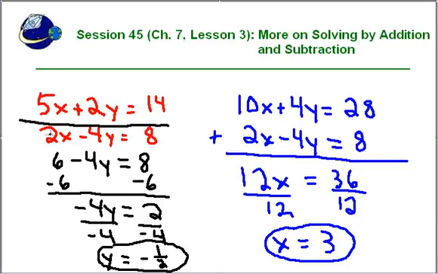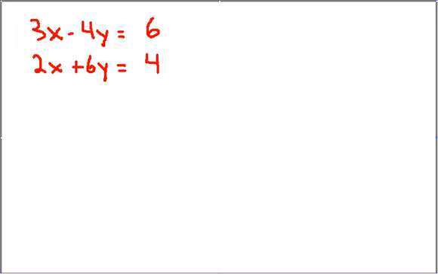X is 3. 2 times 3 is 6. Y is minus 1/2. Minus 1/2 times 4 is minus 2. But we're subtracting a minus 2. So 6 minus a minus 2 is the same thing as 6 plus 2. 6 plus 2 is equal to 8. 8 equals 8. So these values do in fact work in both equations. So that's our answer: x is equal to 3, y is equal to minus 1/2.